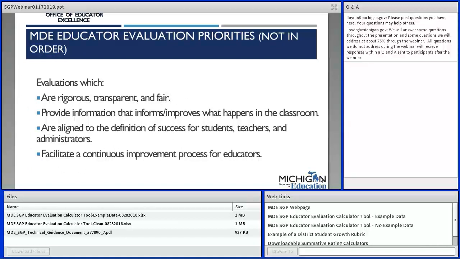In the Office of Educator Excellence here at the Michigan Department of Education, we highlight the terms rigorous, transparent, and fair as key phrases that should help define effective educator evaluation systems. We also believe that educator evaluation can support educators and districts when that information supports what happens in the classrooms and helps to set common goals and success criteria for students, teachers, and administrators. And we also believe that educator evaluation can support a continuous improvement mindset for educators, as well as provide a process to guide that continuous improvement of professional practice.